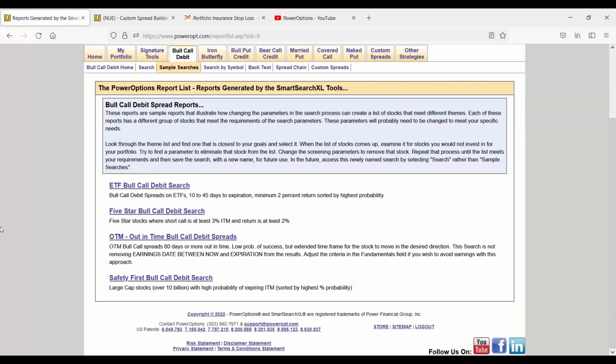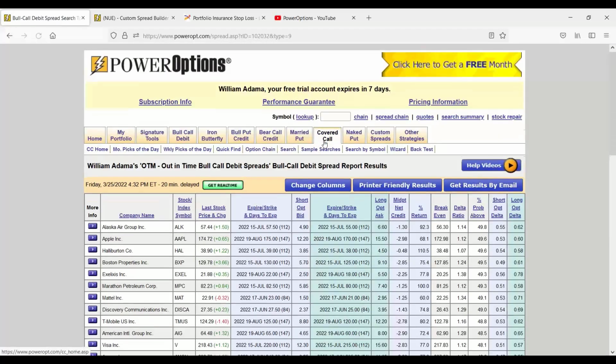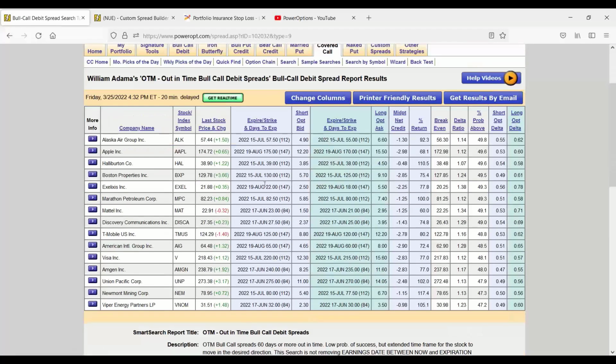So we go into sample searches here and we have OTM, out of the money Bull Call Debit Spreads, 60 days out or more. And what would those structures look like? Well, they look similar, but in this case, the first stock here is, let's take Apple. Apple's at 174.72.